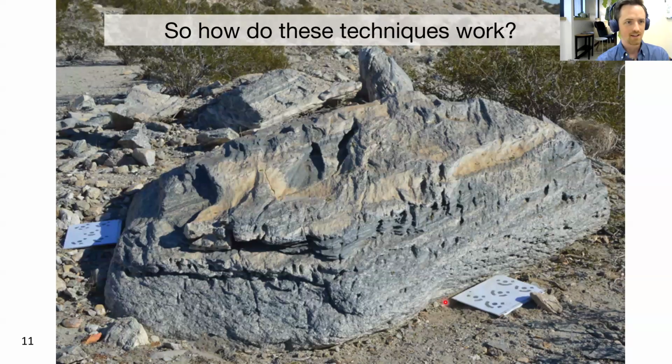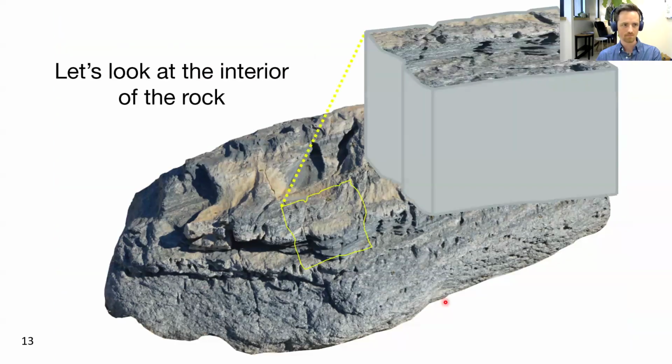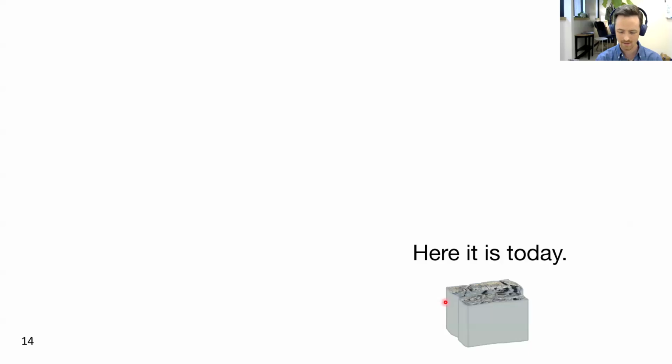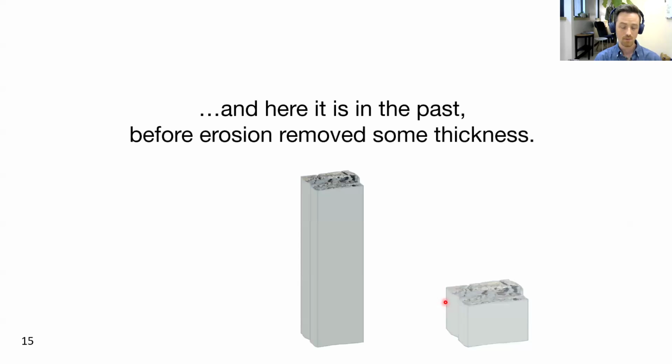So the first question to ask is, well, how do these techniques actually work? Let's start with this ventifact sitting on the surface. We're going to be looking at the interior of the rock. We'll be sampling the outermost 5 centimeters at most, really. So as it stands today, we have some thickness of rock, but we want to move into the past when that rock was thicker, when there was stuff yet to be eroded.